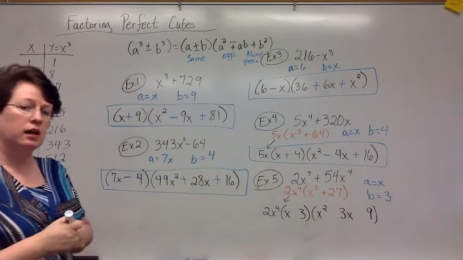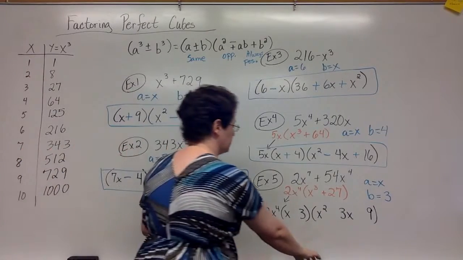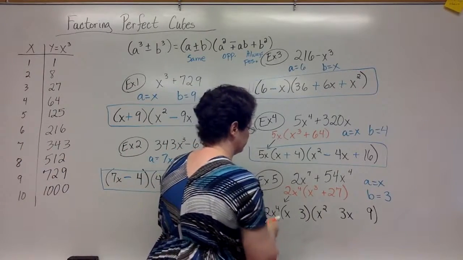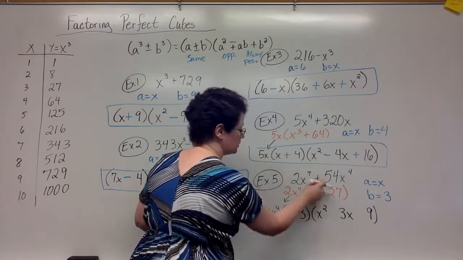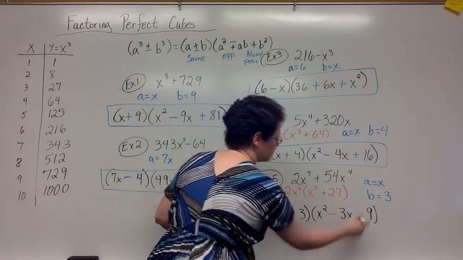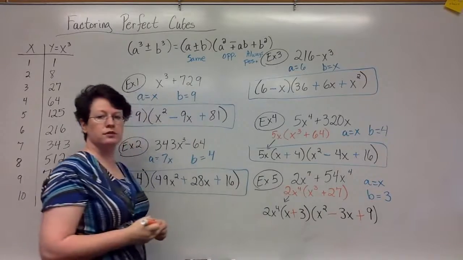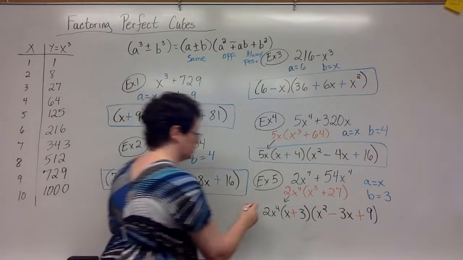Okay, now let's go back and do our signs. First parentheses, we have same sign. So I have a plus, because that's the same in my problem. Then I have opposite sign, always positive. And that's our final answer.